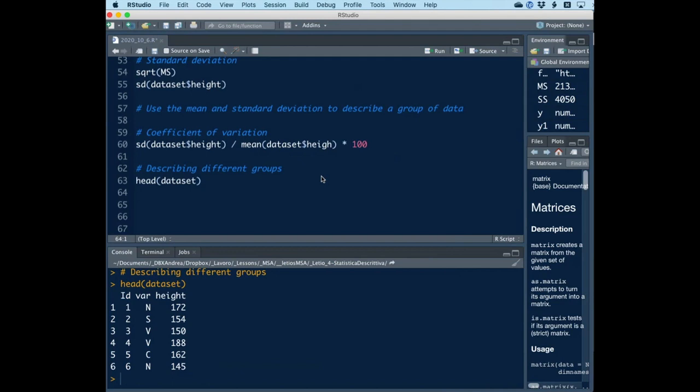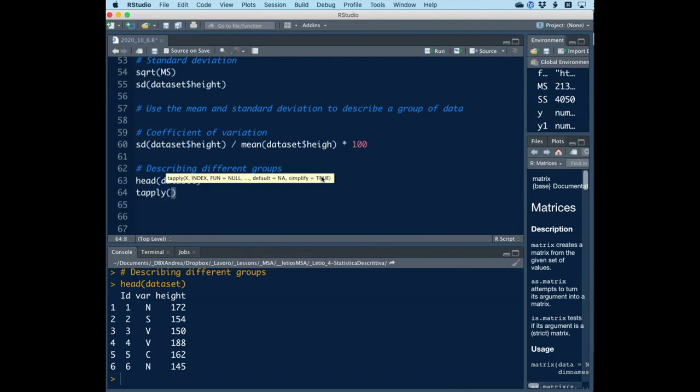If I want to describe the groups, then I have to find a way to calculate the mean for each group. This is my problem now. How do I calculate the mean for each group? There is a very basic function for doing this task, and it's the function tapply. There are much more advanced functions in R to do this task, but we will use the basic one. We start with that.